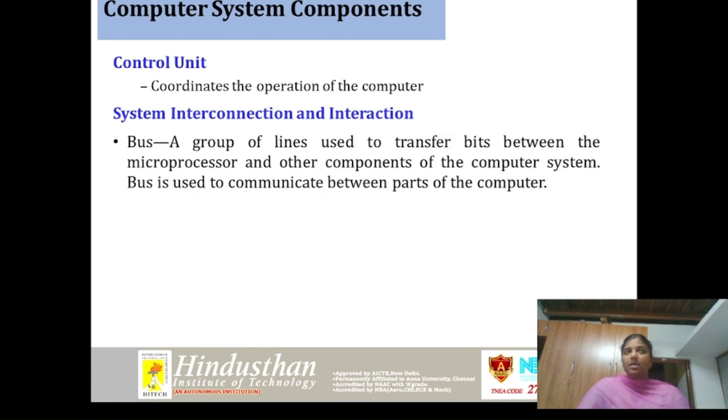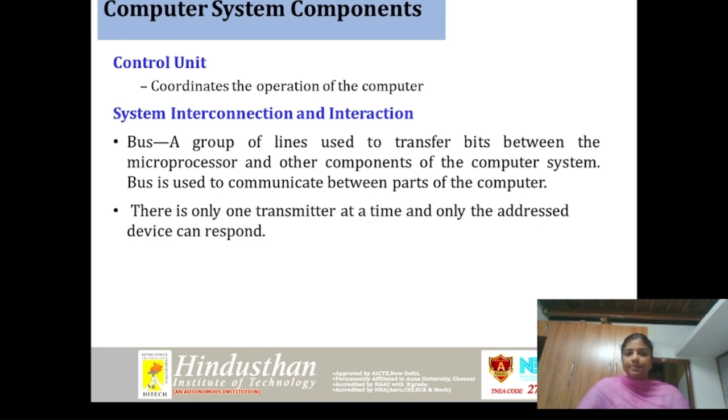This is done by a term known as a bus. So what is meant by a bus? It is a group of lines used to transfer bits between the microprocessor and the other components of the computer. There are various components of the computer. These components are interconnected, and the bits and data are sent to all the components with the help of a bus. So a bus is nothing but a group of lines or wires. We can simply say wires connecting the different components. It is used to communicate between the parts of the computer.